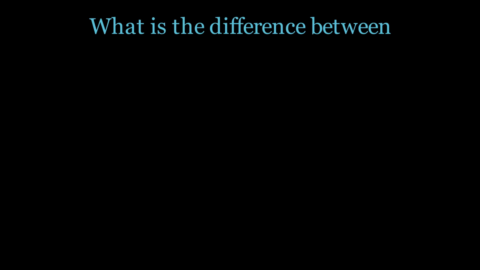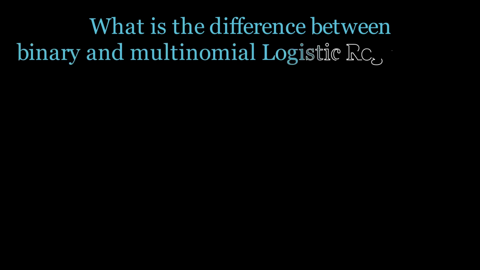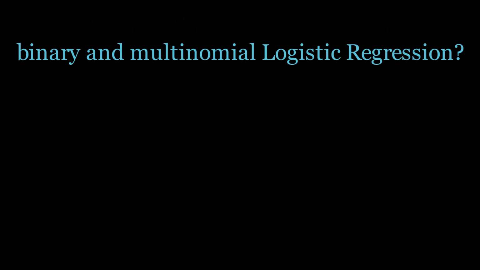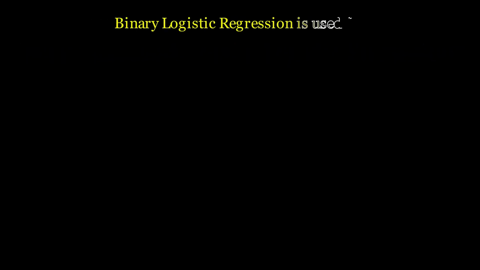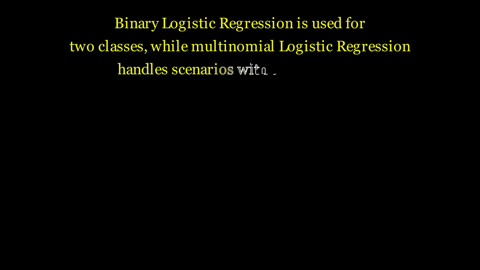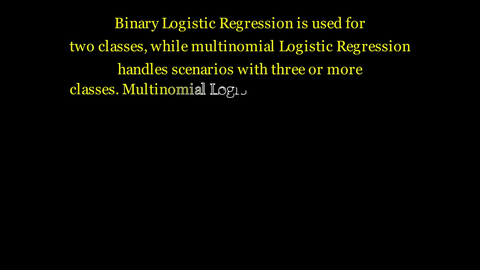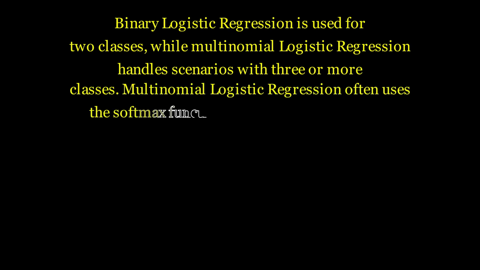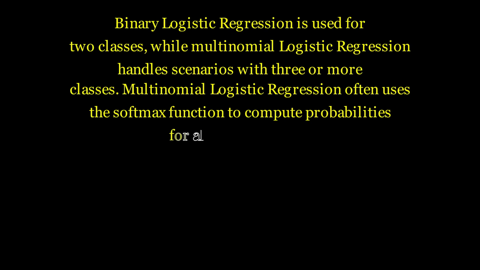What is the difference between binary and multinomial logistic regression? Binary logistic regression is used for two classes, while multinomial logistic regression handles scenarios with three or more classes. Multinomial logistic regression often uses the softmax function to compute probabilities for all classes at once.